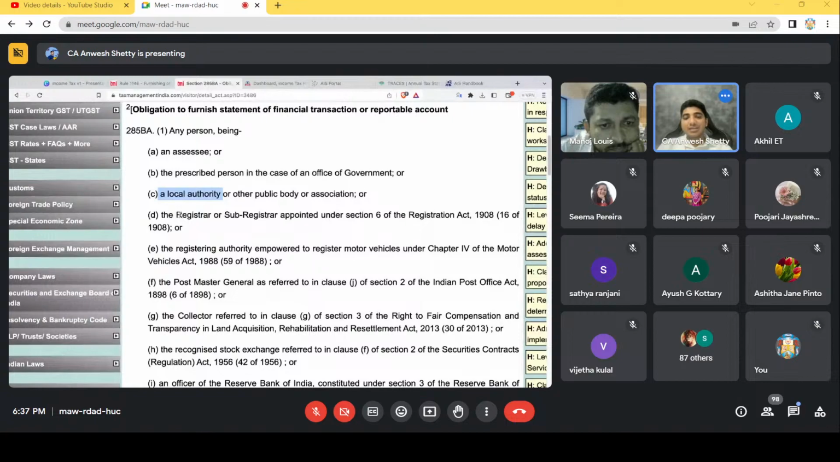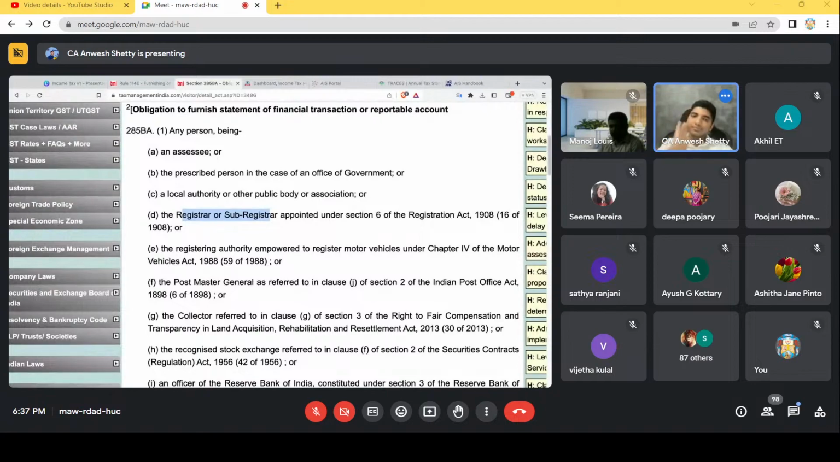So if you are a registrar or a sub-registrar, normally what happens is I sell a land, and we all know that if the land value is more than 50 lakh rupees, then TDS has to be deducted at the rate of 1% under section 194IA. But what if the land value is just 40 lakh rupees? My buyer will not deduct TDS.